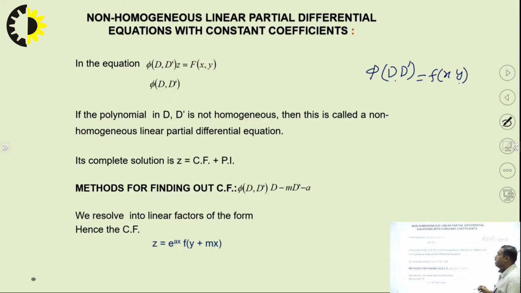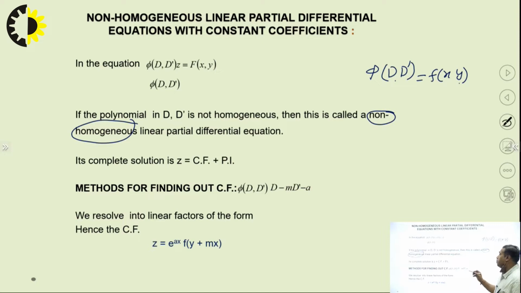If the polynomial in D, D dash is not homogeneous, then it is called non-homogeneous. That means the degree of each and every coefficient is not the same with each other. That is called non-homogeneous. Non-homogeneous means the degree is not the same in each factor, in each variable.